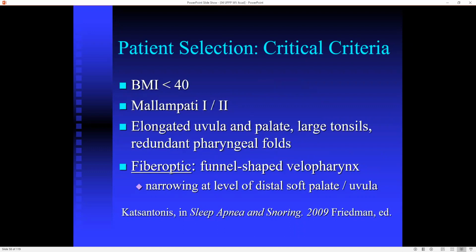Try to get a Mallampati 1 or 2, and then look at the elongated uvula and palate. Large tonsils are always a good thing, redundant folds that you can tighten up. And then looking fiberoptically, if the palate nasopharyngeal opening is funnel-shaped and narrowed at the distal aspect, that is by the uvula, this is a good candidate for UPPP.